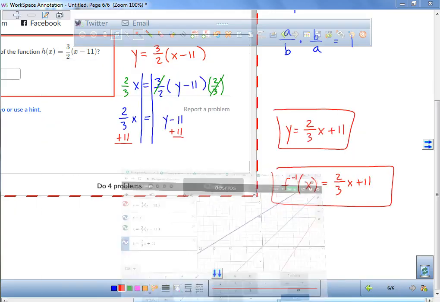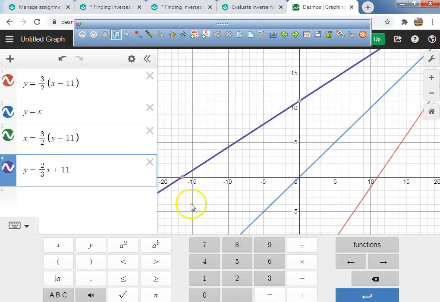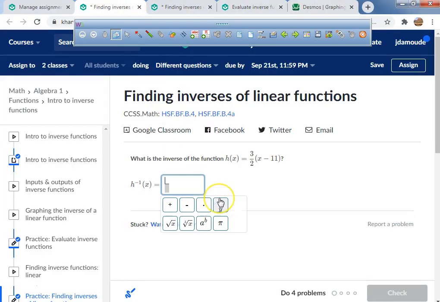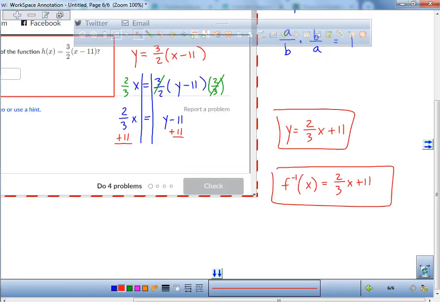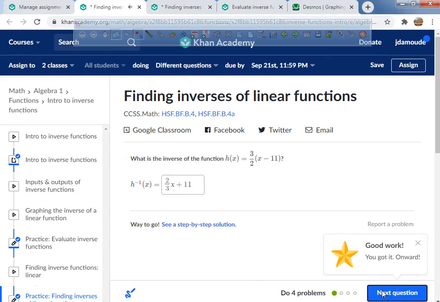All right? So I'm going to go over here. My bad. Try to find it. There we go. And I'm going to title it. I'm going to type it in 2 over 3 x. And was it plus 11? Is that correct? All right, plus 11. Now I feel pretty dadgum confident I got it right.